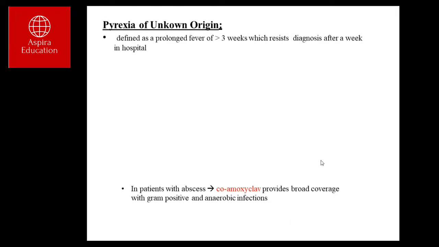Pyrexia of unknown origin is defined as prolonged fever for more than 3 weeks, which persists despite a week of investigation in the hospital. That means the patient should have fever for more than 3 weeks, out of which 1 week should be in the hospital, where there has been no conclusive diagnosis. In such patients, we will be doing extensive study, including CT and MRI with contrast of the chest and abdomen. We'll also send repeated blood cultures and urine cultures. We'll be looking into the possibility of tuberculosis and also non-infectious causes of fever such as drugs, lymphomas, and leukemias.